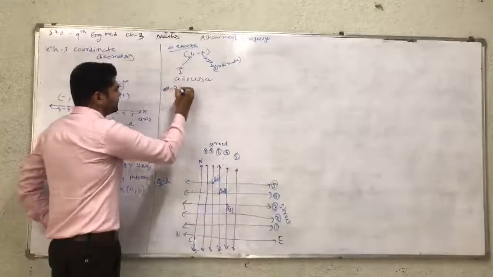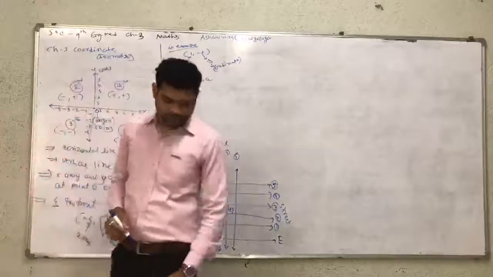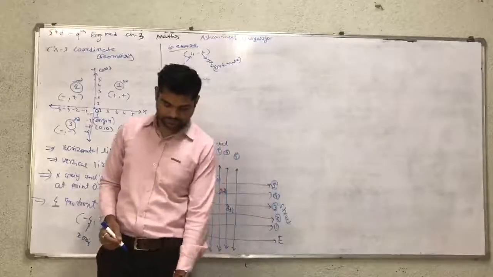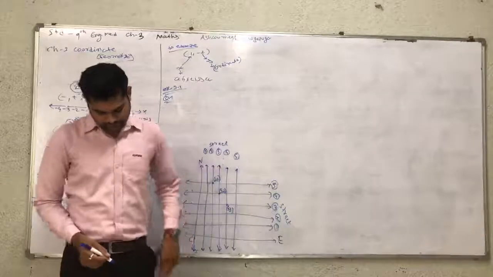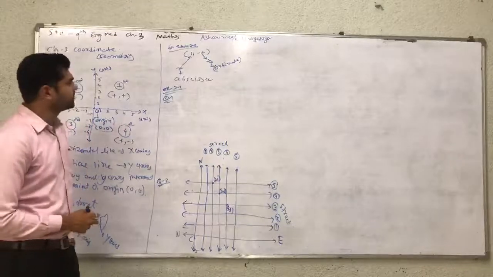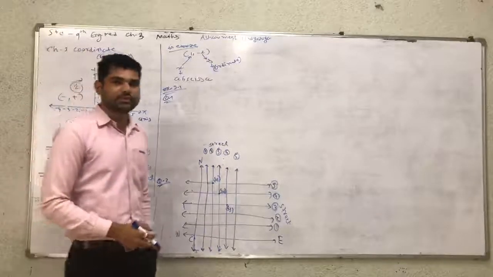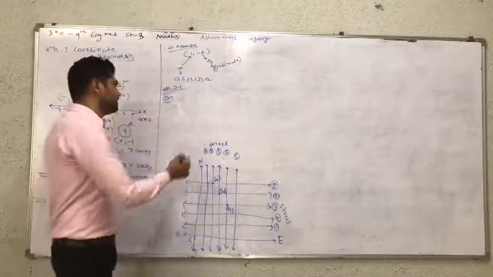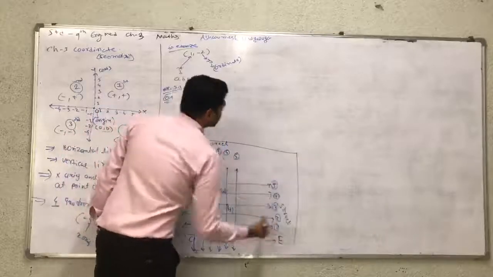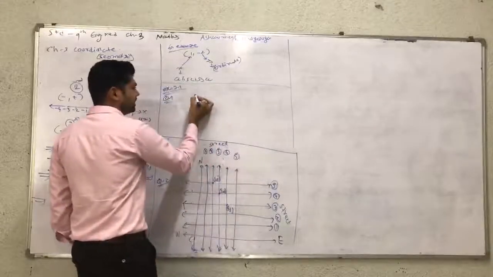Now let us solve exercise 3.1, question number 1. In exercise 3.1, the first question asks how you would describe the position of a table lamp on your study table to another person. It means how can you simplify that? So assume a study table and a lamp on it.